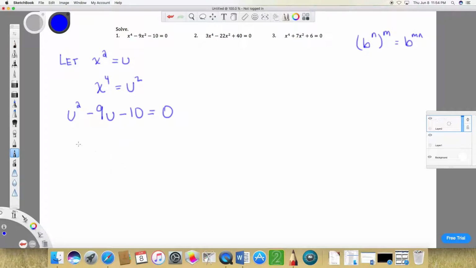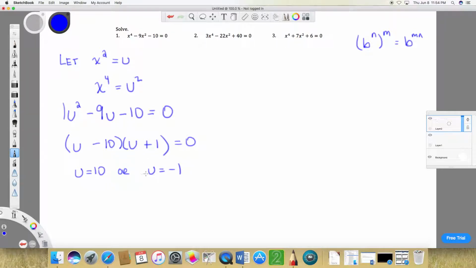So here I believe this can be factored. I don't necessarily have to do the x method because with the leading coefficient of 1, it's normally pretty easy to factor if we can. So two numbers that multiply together to give me a negative 10, but add together to give me a negative 9 are negative 10 and positive 1. So this is very easy to solve. We know that u is equal to 10 or that u is equal to negative 1. We can see that by inspection.